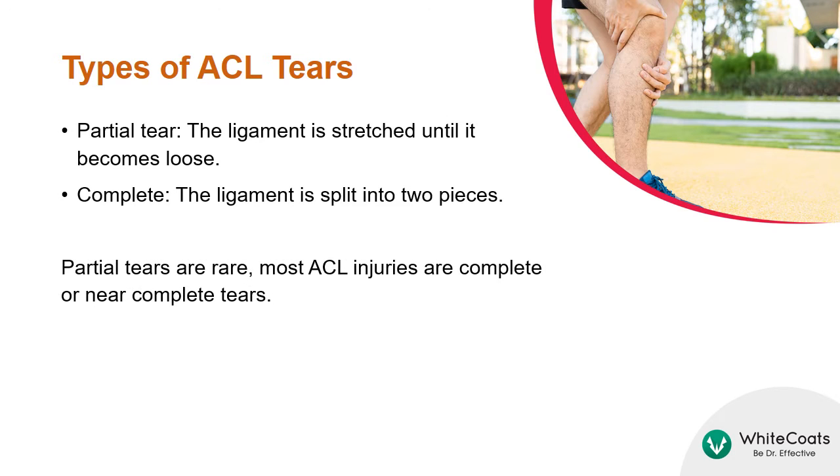The anterior cruciate ligament tear can be either partial or complete. In a partial tear, the ligament is stretched until it becomes loose. In a complete tear, the ligament is split into two pieces. Partial tears are rare. Most anterior cruciate ligament injuries are complete or near complete tears.